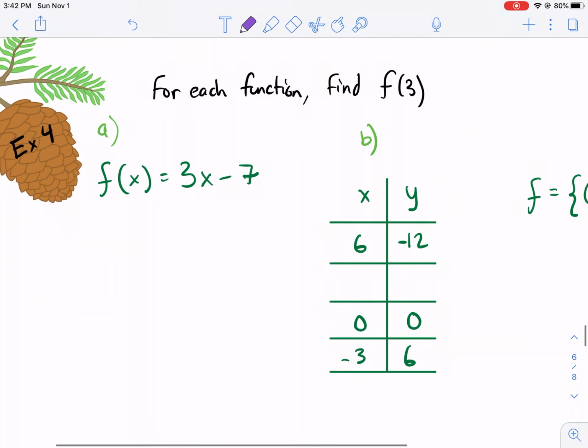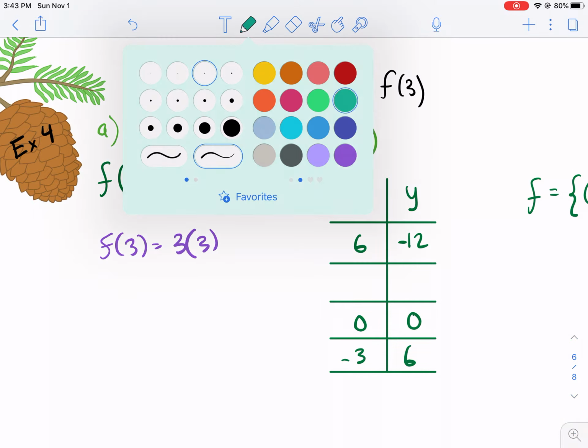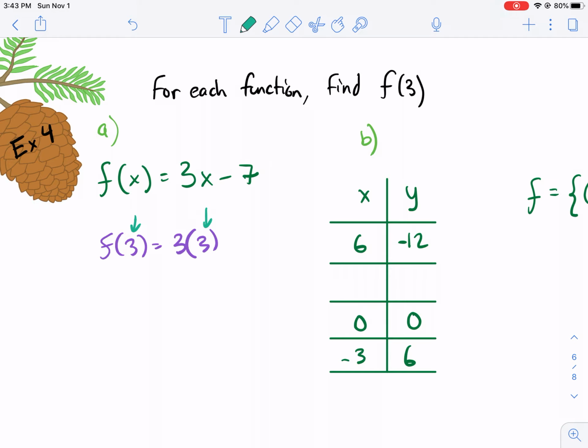So f of 3, what we're going to do for part A is more of the same of what we've been doing. f of 3 equals, we're going to replace the x with 3. These need to match as we demonstrated earlier. And then we write minus 7. So that's going to be 9 minus 7, and that equals 2.